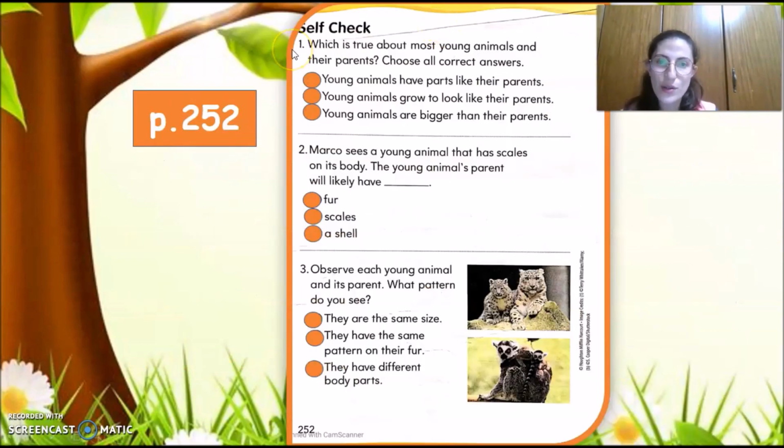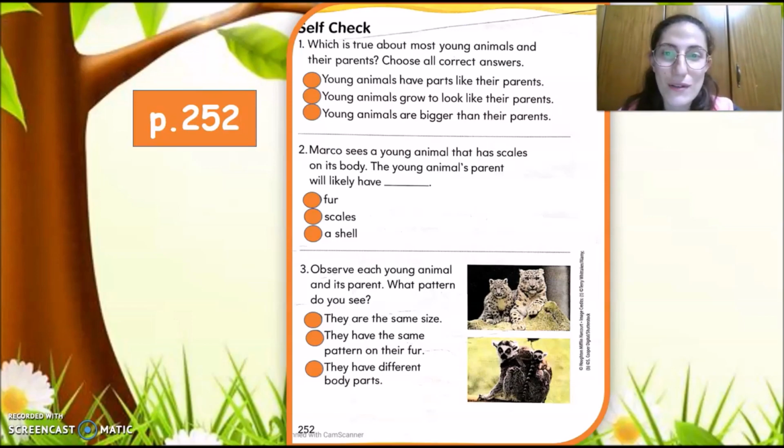Now you guys should have solved these two pages on your own, and now you're just listening to the explanation and making sure that you solved correctly. Clear? Number 1. Which is true about most young animals and their parents? Choose all correct answers. When we say choose all correct answers, it means we have more than one answer. A. Young animals have parts like their parents. B. Young animals grow to look like their parents. C. Young animals are bigger than their parents.